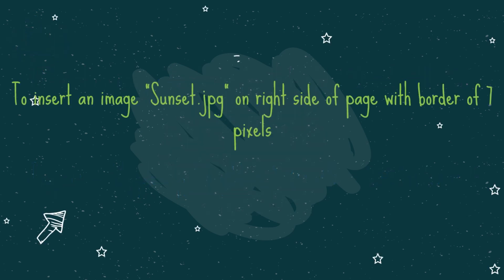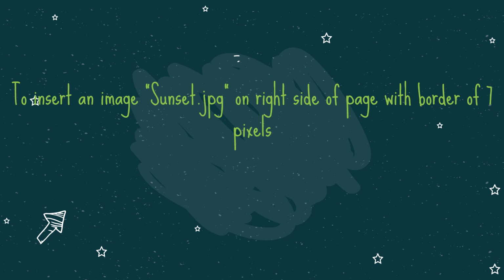Next again we are inserting an image sunset.jpg on the right side of the page with border of 7 pixels. That means we will insert the image using the img tag, specify the source with the src attribute, on the right side of the page. That means we will use the align attribute and with border 7 pixels.